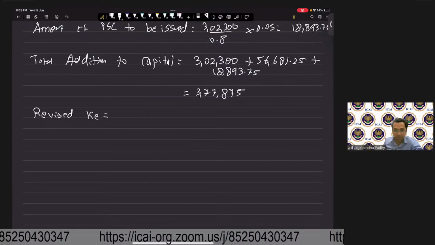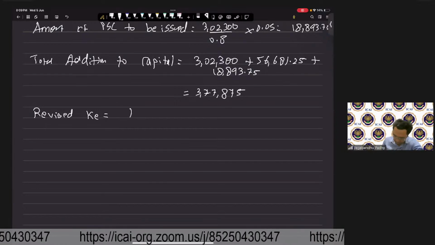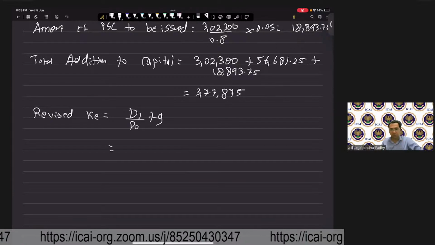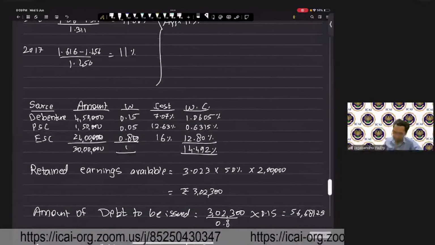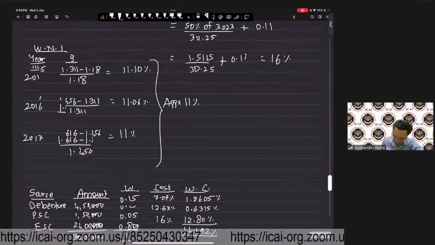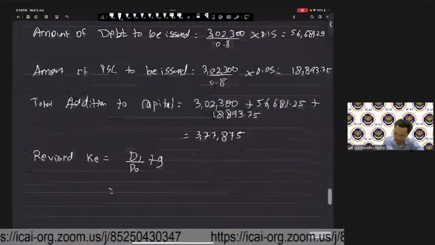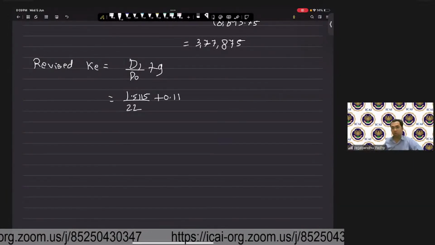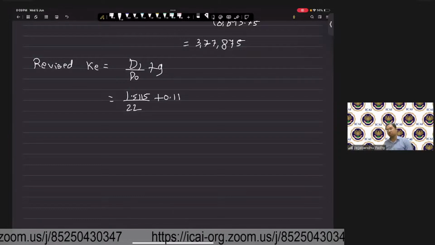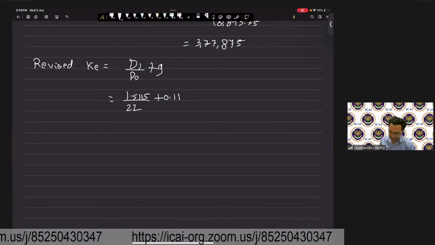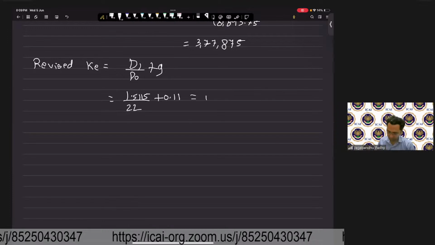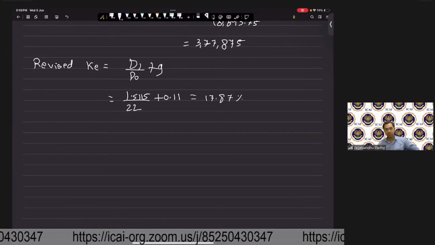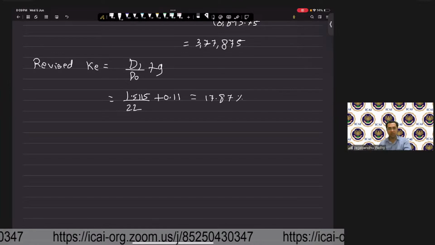The revised cost of equity is D1 upon P0 plus G. D1 is going to remain the same as what we have calculated, 1.5115. But the current market price, the question says, is 22. Or you can say you're going to issue this at the price of 22. We consider P0 as 22, and that gives us a revised cost of equity of 17.87%.